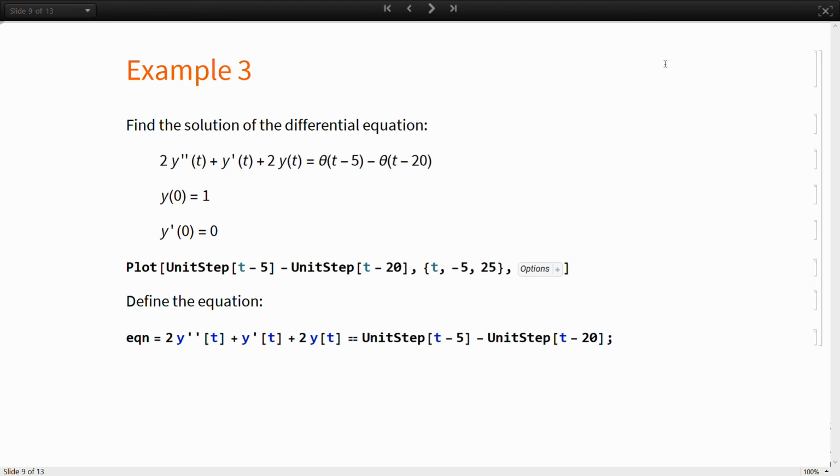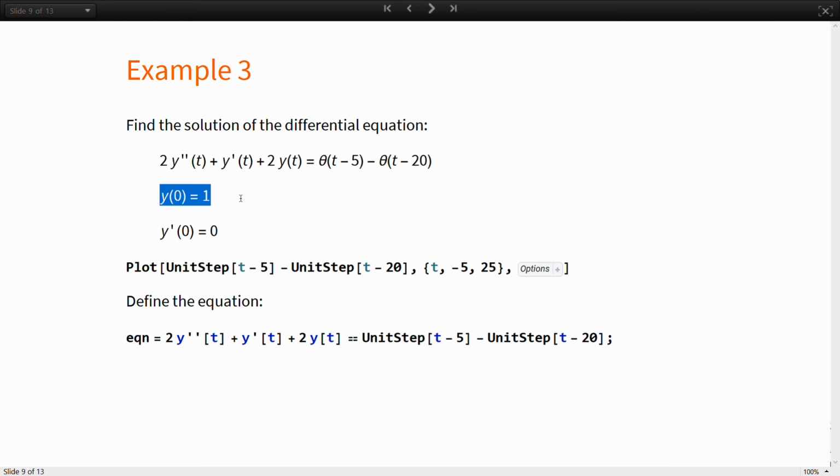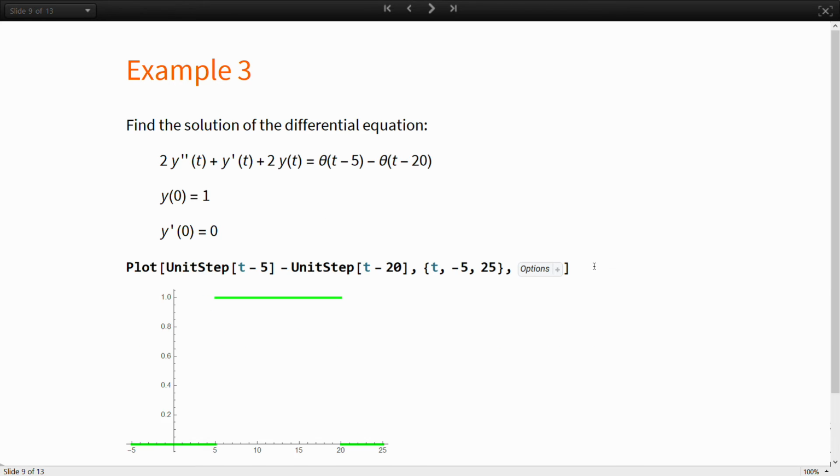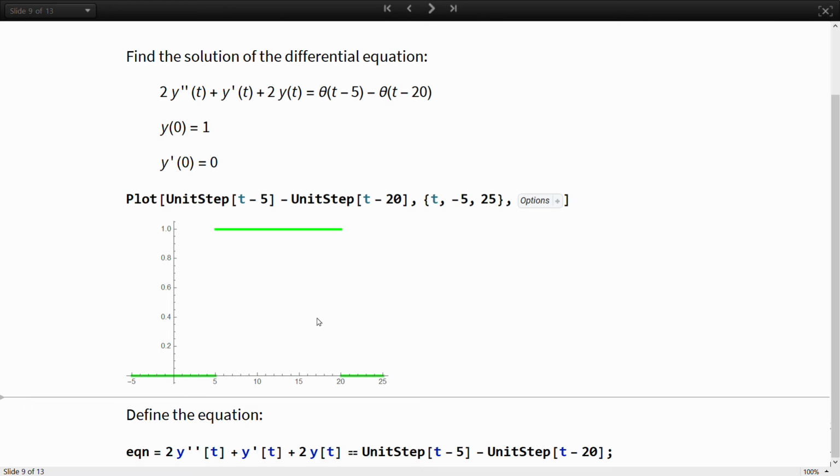As a final example, let's consider the second-order non-homogeneous differential equation here, subject to the initial conditions that the solution is equal to 1 at t equals 0, and the first derivative is equal to 0 at t equals 0. Plotting the non-homogeneous term shows that now it looks like a box function, where it is 0 if t is less than 5 and greater than 20, and equal to 1 between those values. To solve this initial value problem, first define the equation in the Wolfram Language.